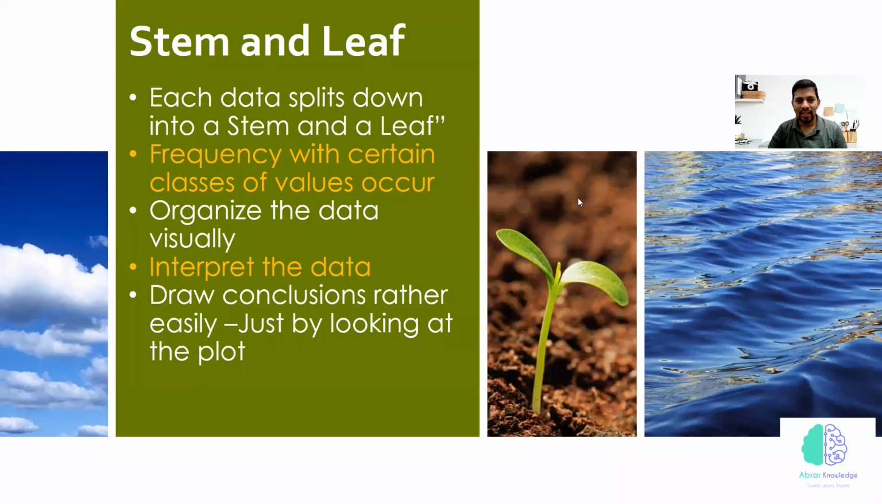Let's go. So stem and leaf, a few bullet points. One is that each data value is split into stem and leaf, right? So we are going to talk more about it. It shows the frequency with which certain classes of values occur, like a histogram, where the values are split into lowest, midpoint, and the highest value. Exactly the same thing, it also does. Since it is the same topic of Six Sigma, again, we'll talk about the bell curve and all that. It organizes the data visually. We will have a lot of data, and we will be able to visually interpret the data and draw conclusions very easily just by looking at the plot.